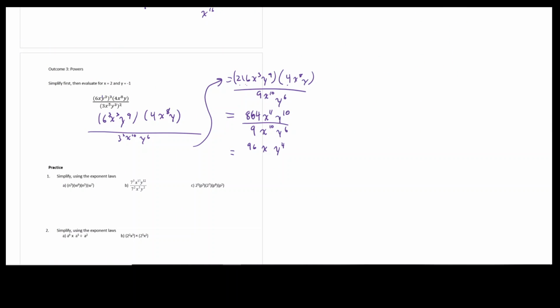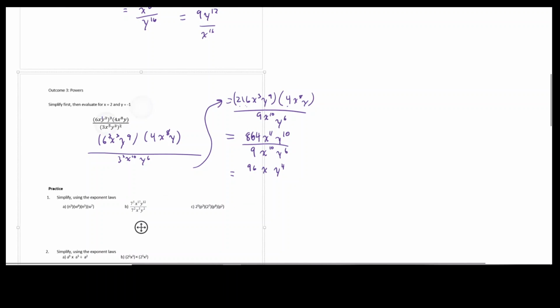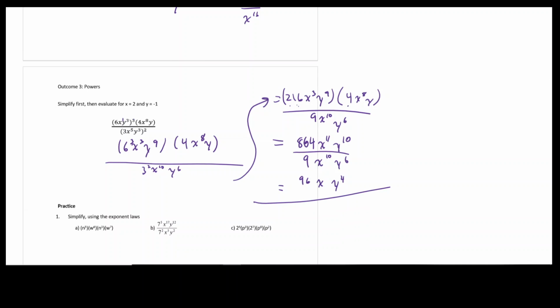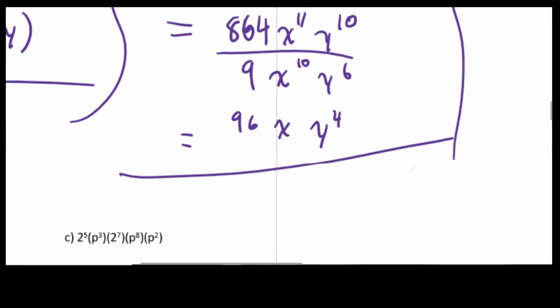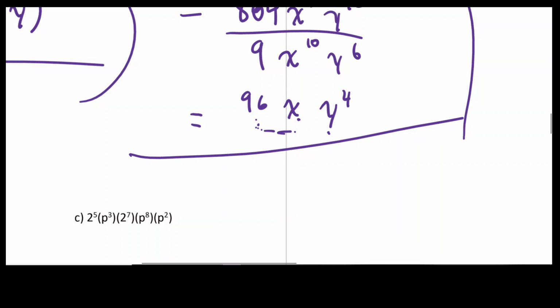So we've done the first instruction, which is simplify first. And now we're going to follow the second instruction, which is evaluate when x is 2 and y is -1. So I'm going to put a full stop there. Maybe I'll go way over here to do this next part. It is a completely separate thing. So we just have to understand what this means. So remember, when there's no symbol between things, it means we're multiplying. So we have to do 96 times x times y to the power of 4.